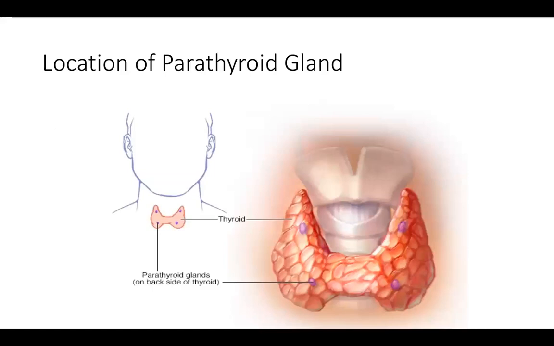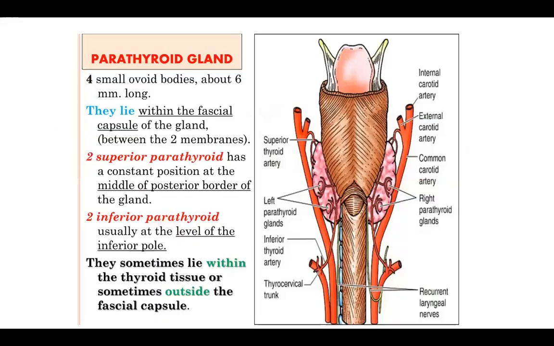So as we all know, the parathyroid gland location is closely associated with the thyroid gland. The thyroid gland encircles the trachea in a semicircular way, and the parathyroid glands are closely associated with that. Parathyroid glands are brownish, small ovoid bodies, nearly about half a centimeter in size. They lie within the fascial capsule of the thyroid gland.